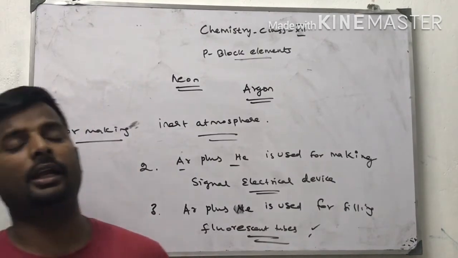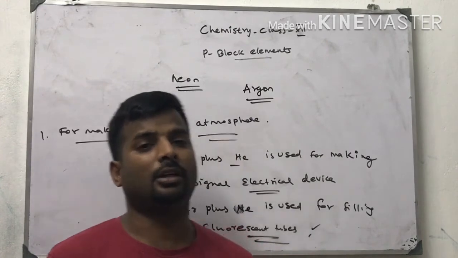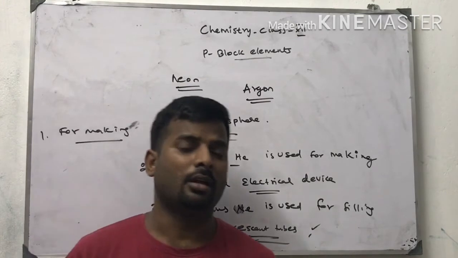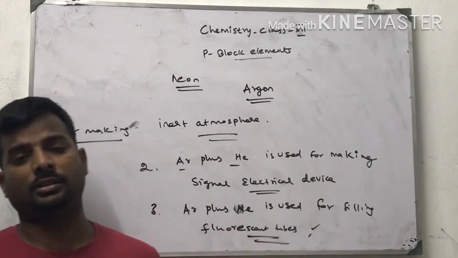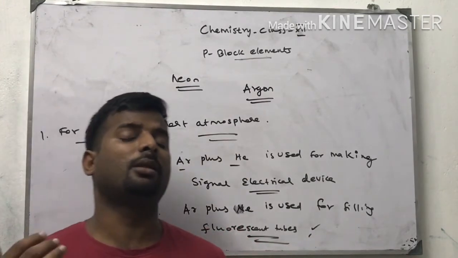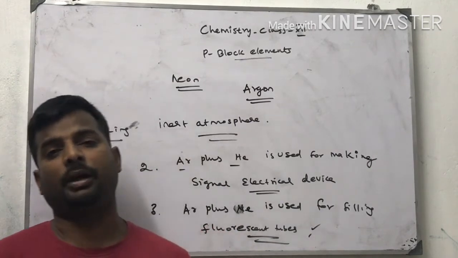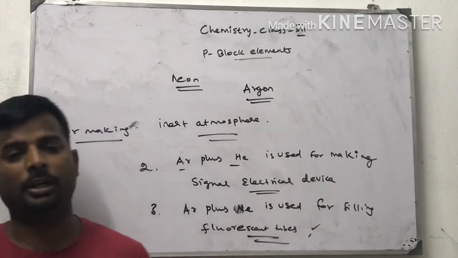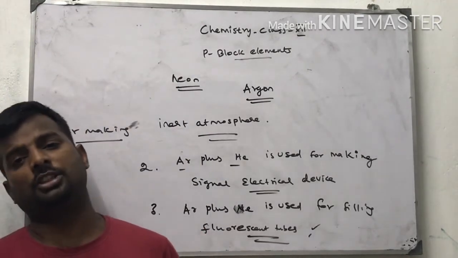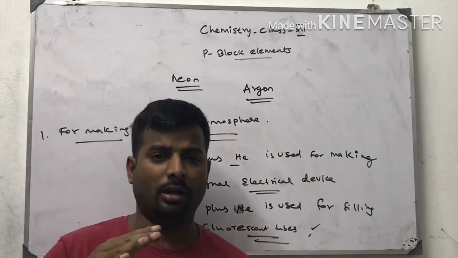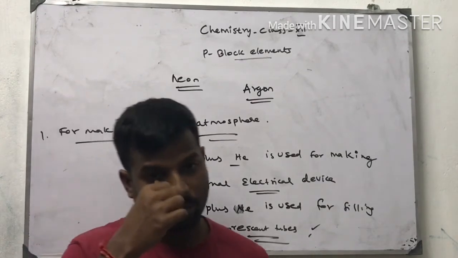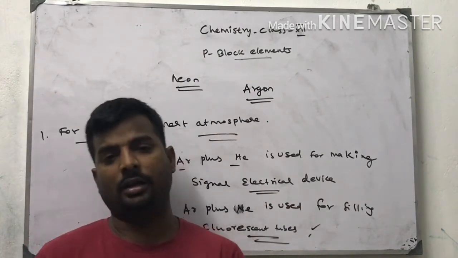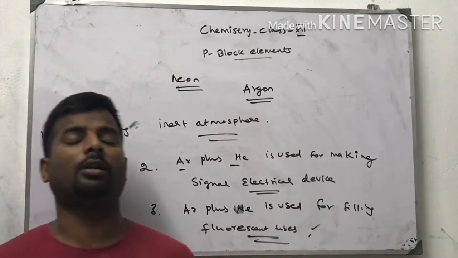Next, radon is used to check imperfections in steel. If steel contains any imperfection or impurities, it is checked by radon rays. When you pass the radon rays, it will check the stability of the steel sheets. So in this group 18, we have explained the uses of helium, neon, argon and radon. Krypton and xenon have no important uses.